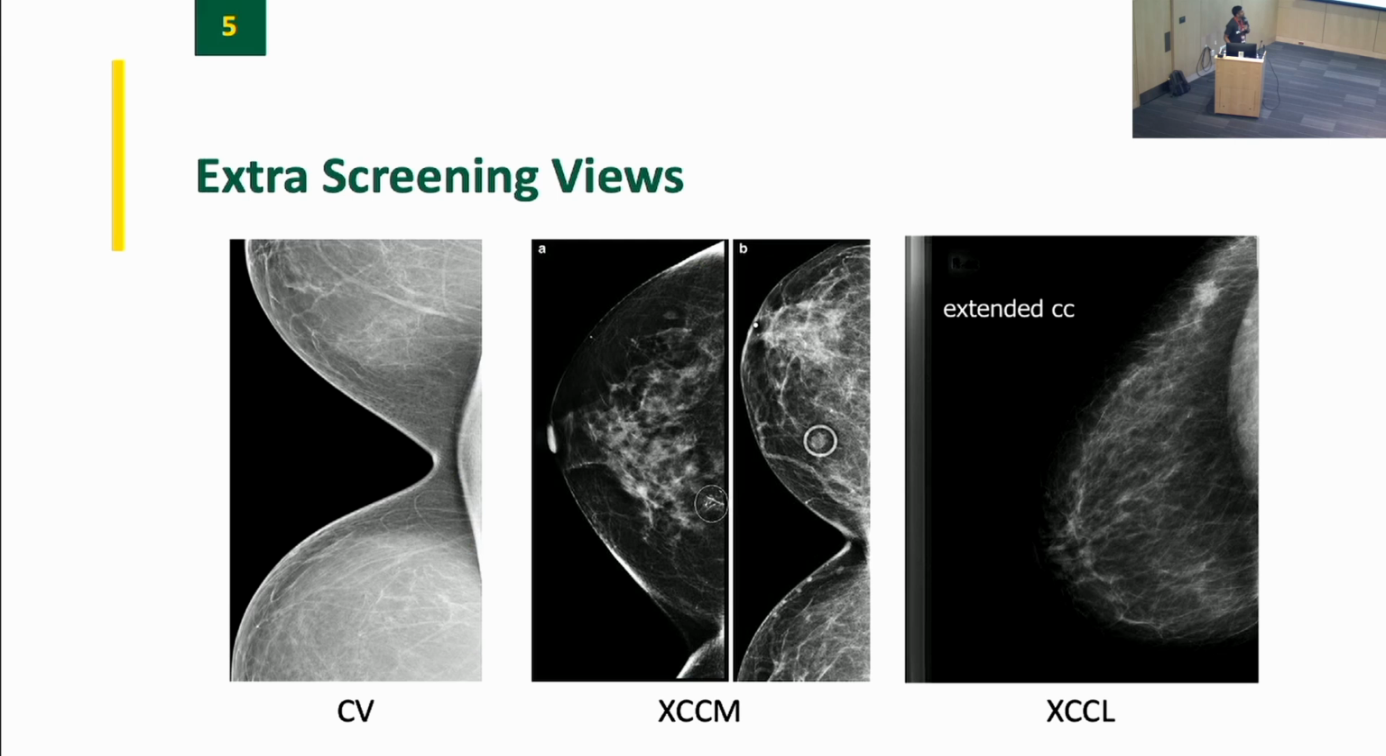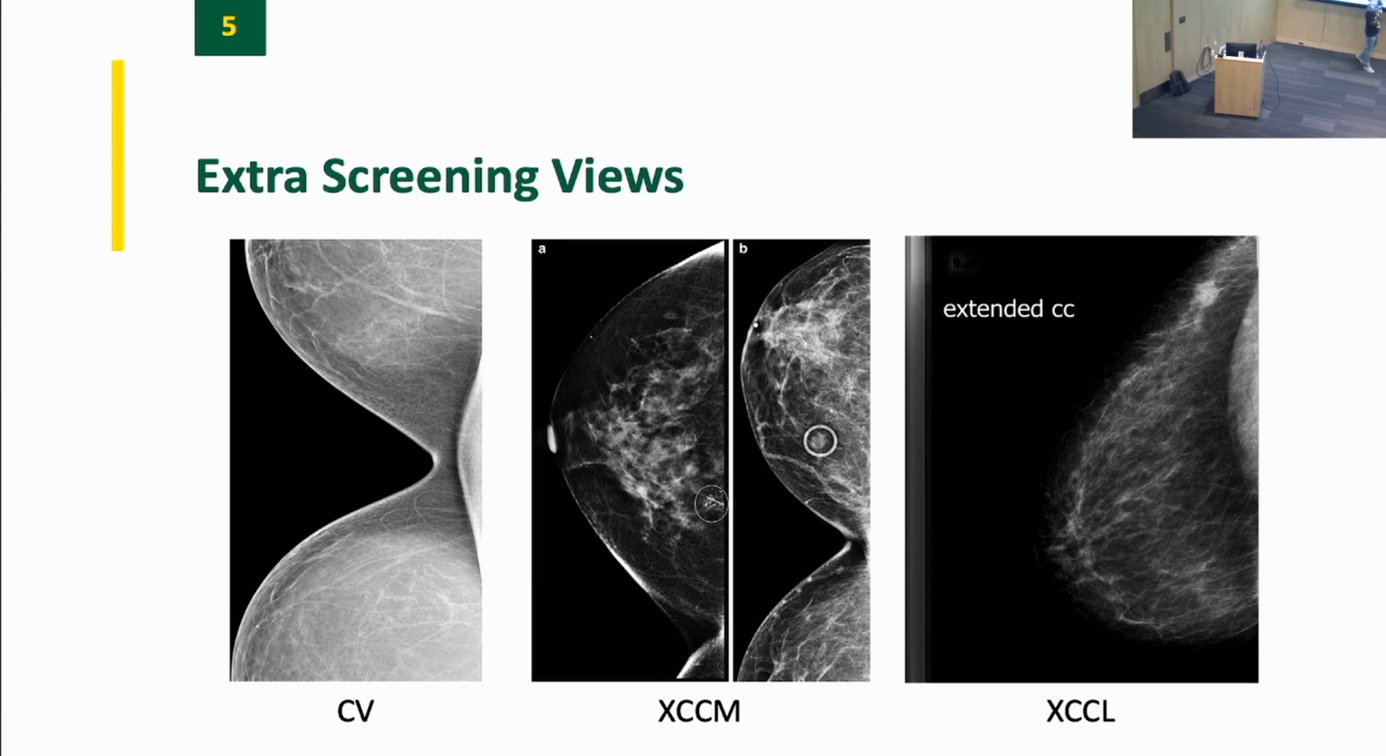Extra screening views, we won't be dealing with these, but suffice it to know they're present. CC and MLO are the most common screening views, but this is CV, a cleavage view. You can take a view between the two breasts. Breast tissue can go very far medially, so if you see something on a normal CC view that you're concerned about, you would get a cleavage view to go further medially.